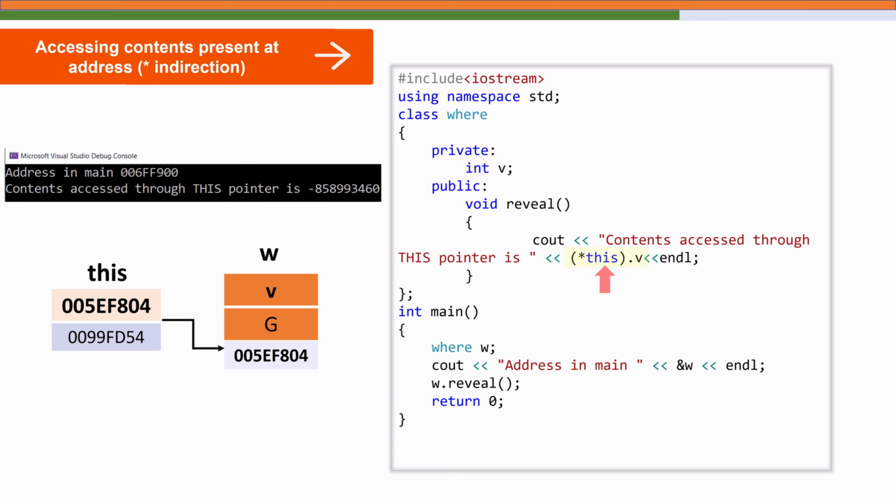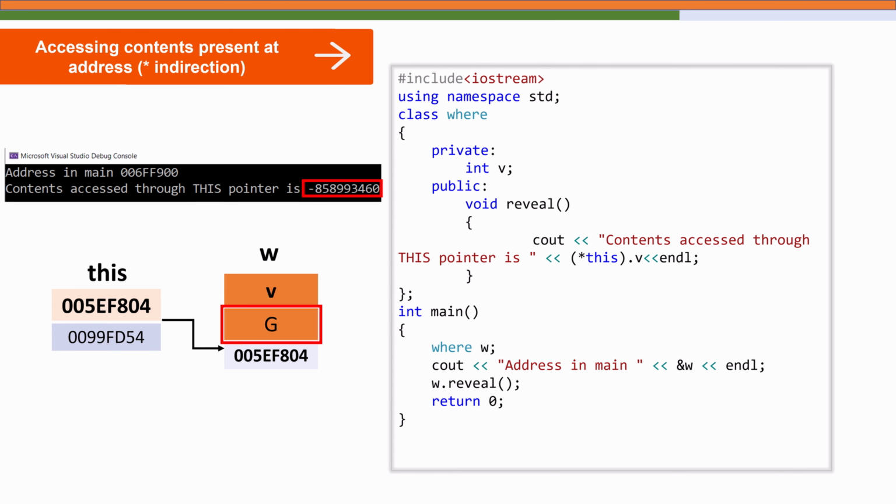Here inside the reveal function we are printing (*this).v. That means take the object pointed to by the this pointer, then access its member v. Now even though v here is uninitialized in this example, the focus is on understanding the mechanism. So this gives the address of the current object and *this refers to the object itself. So inside the function, (*this).v means the v that belongs to the object that called this function.